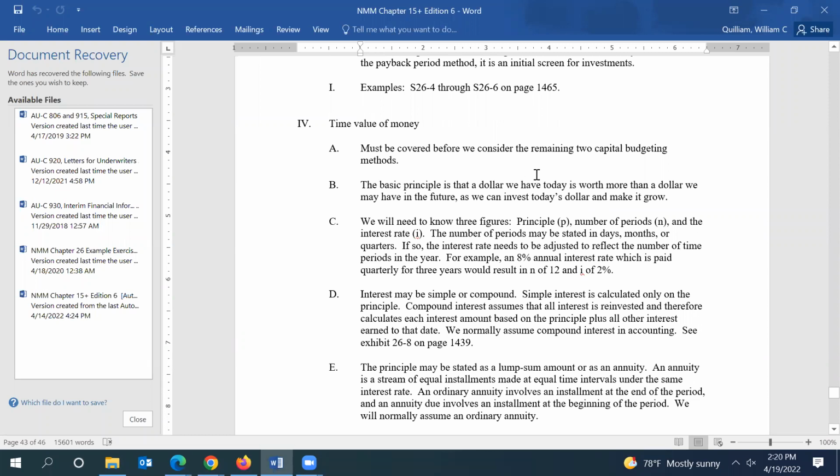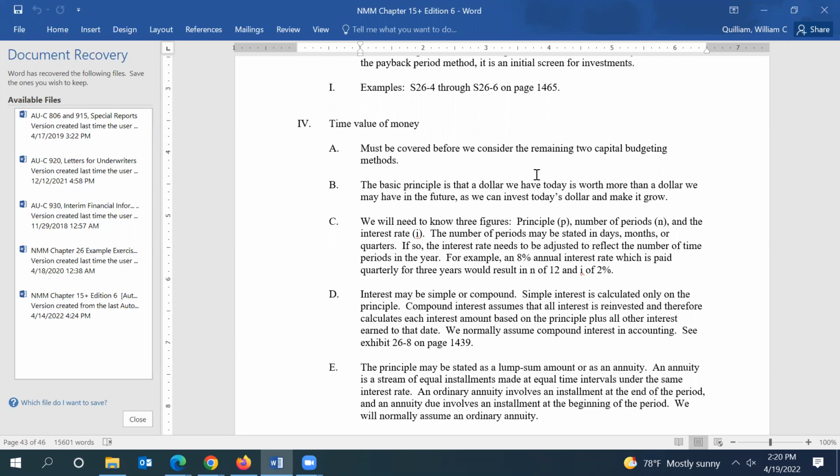So this time value of money, well, bearing in mind that we are doing capital budgeting and we have two different capital budgeting methods left. And we've got to cover this time value of money before we cover the remaining two capital budgeting methods because they're going to employ it. They're more sophisticated, but they give us better information. More sophisticated than the two we've seen before.